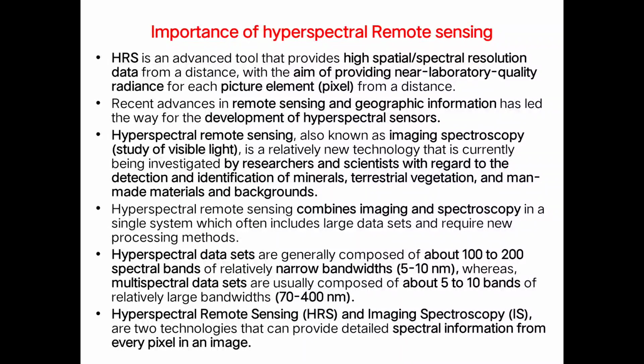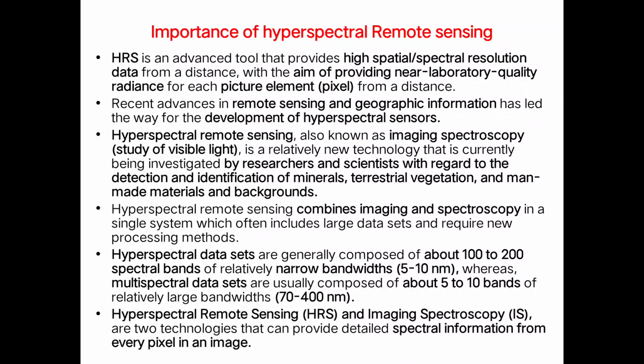Then the hyperspectral remote sensing that combines the imaging and the spectroscopy in a single system, which often includes the large data set and that require the new processing methods. Then the hyperspectral data sets are generally composed of about 100 to 200 spectral bands of relatively narrow bandwidth, whereas the multispectral data sets are usually composed of about 5 to 10 bands of the relatively large bandwidths, that ranges between 70 to 400 nanometer.